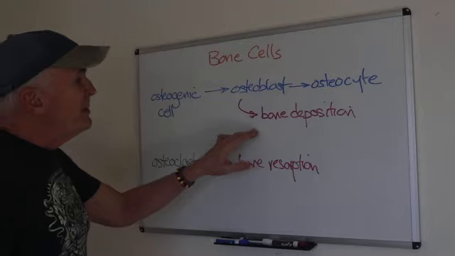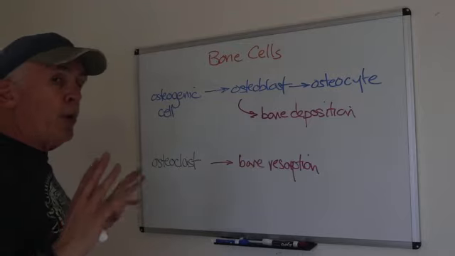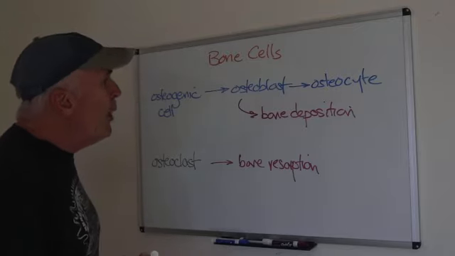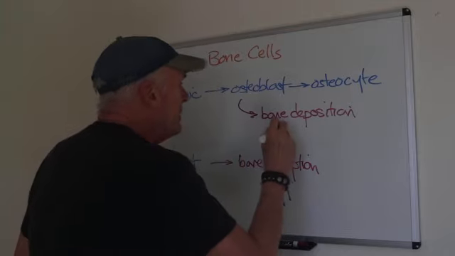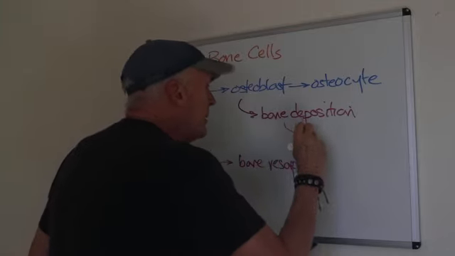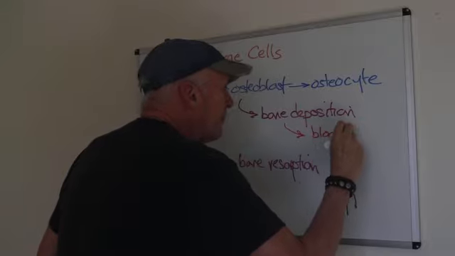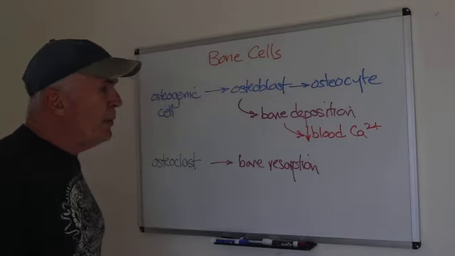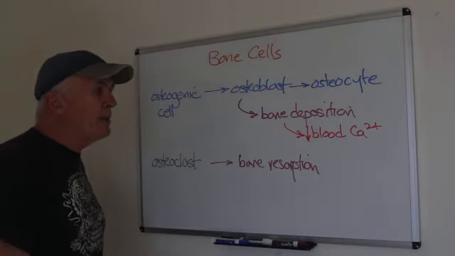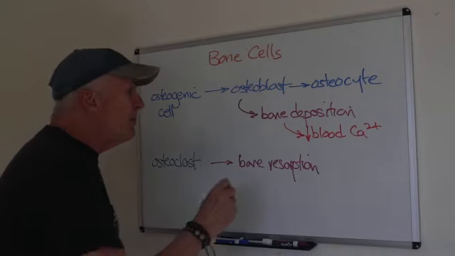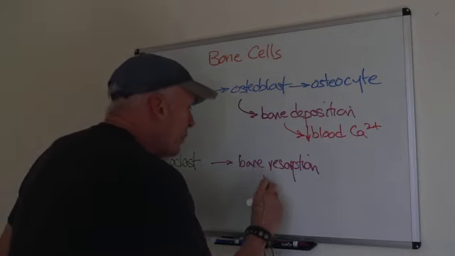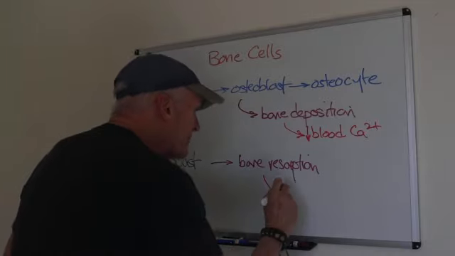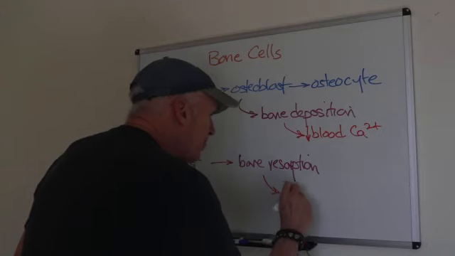So when bone deposition takes place, we have to pull calcium out of the blood to put it into the bone. So bone deposition, therefore, results in a drop in blood calcium. Blood calcium goes down. We are pulling calcium out of the blood to put it into the bone. In bone resorption, we're doing the opposite. We're pulling calcium out of the bone and putting it back into the blood. So what happens as a result of that? We raise blood calcium.